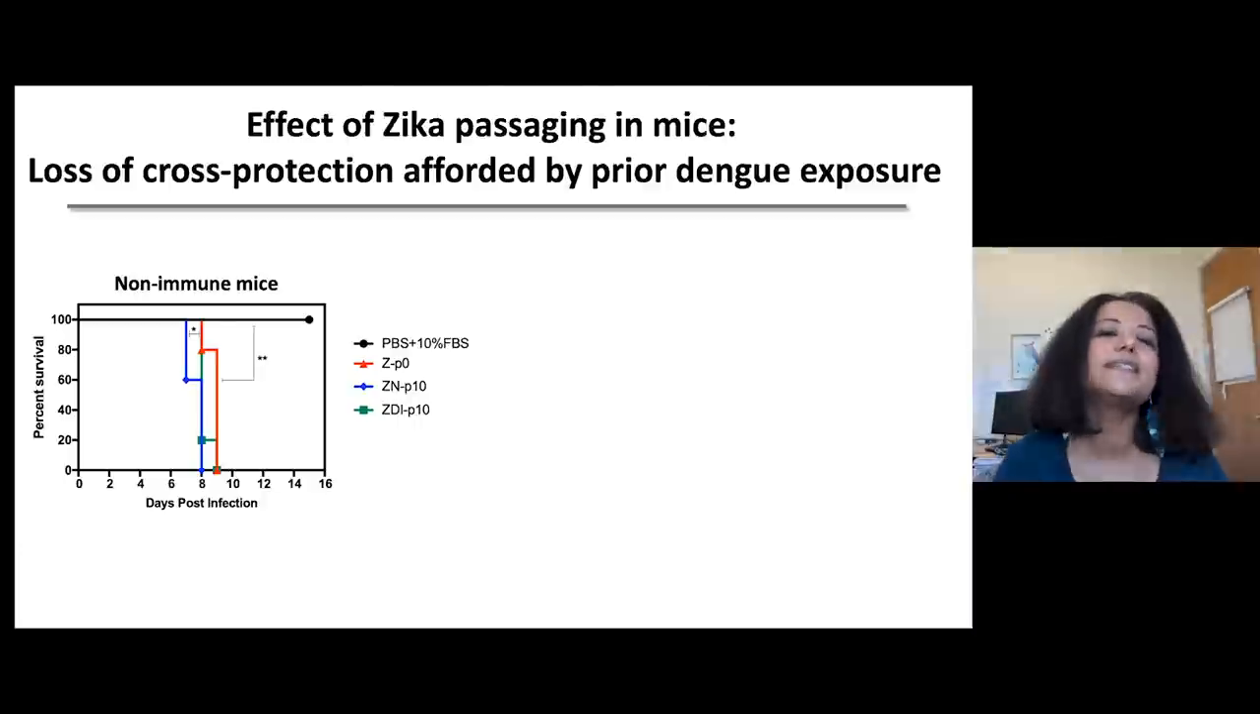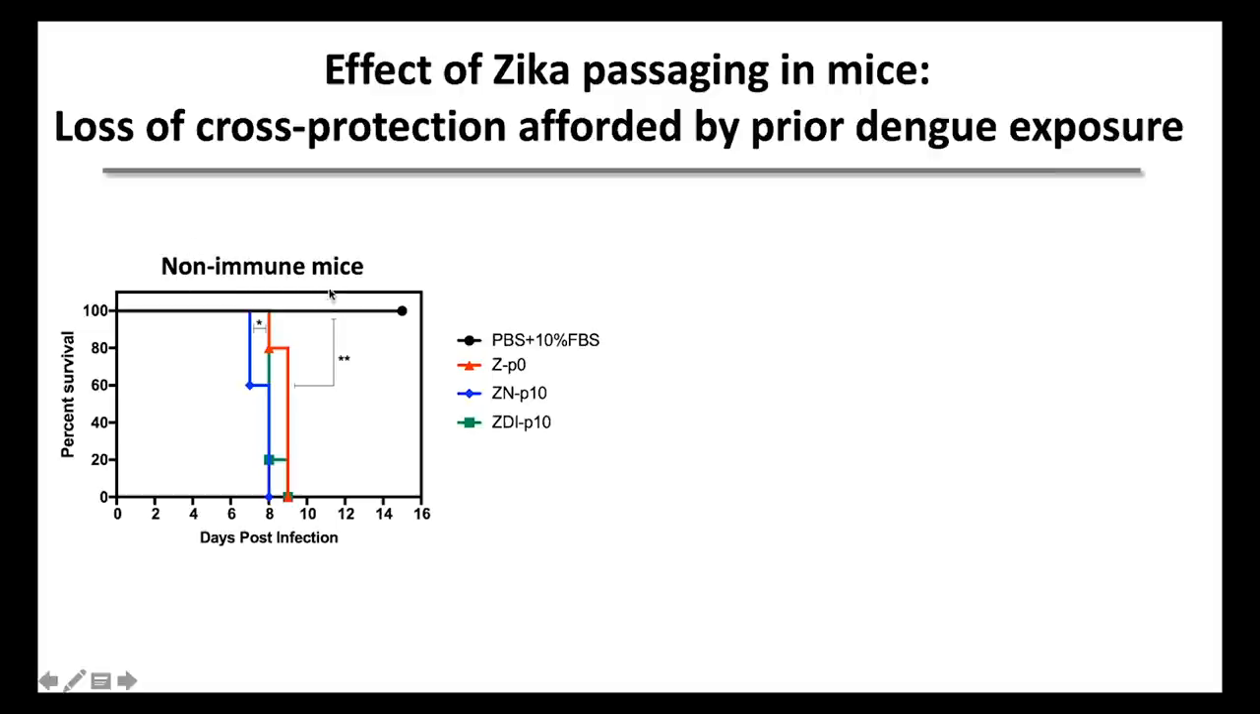When we infect a naive animal, this is the non-immune, they've never seen dengue before, we see that 100% of the mice that were mock infected just with the virus diluent survive as expected. In contrast, if the mice were infected with Zika, the parental isolate, or these two mouse-adapted passaged strains, 100% of them die, and there's really no difference between these three different viral strains. So this is as expected.